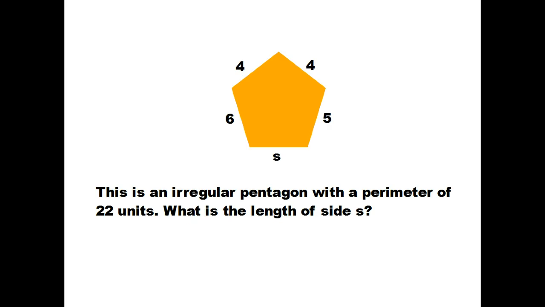Well, let's give a perimeter problem a try. Here we're looking at an irregular pentagon, and remember, irregular means the sides aren't congruent. It has a perimeter of 22 units. So what's the length of side S? Well, pentagon means we have 5 sides to add, and I've got 4 numbers. Let's record and then stop the video, and I'll give you a chance to finish that problem, and then we'll check.